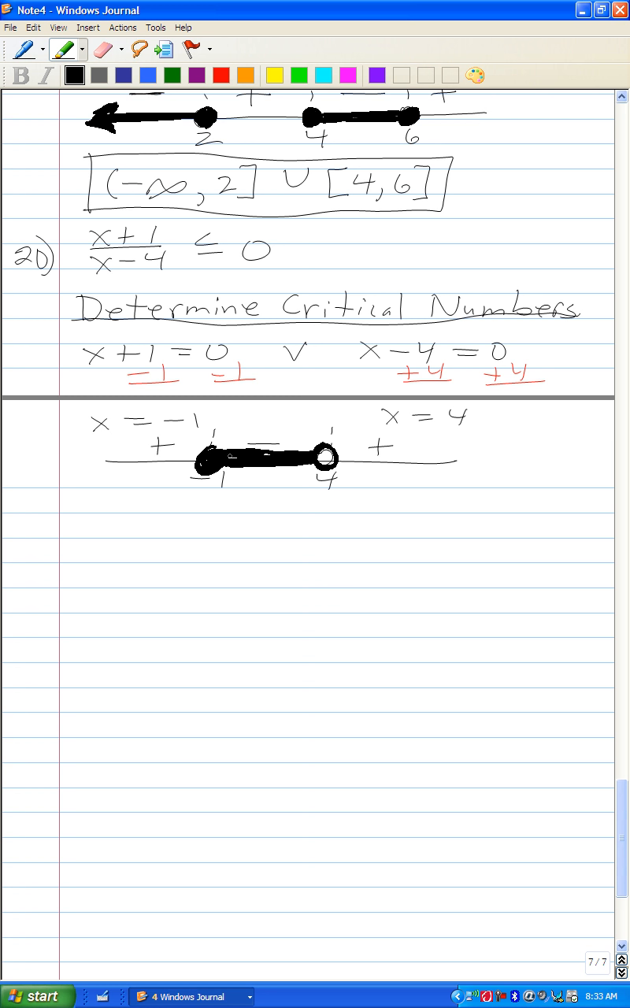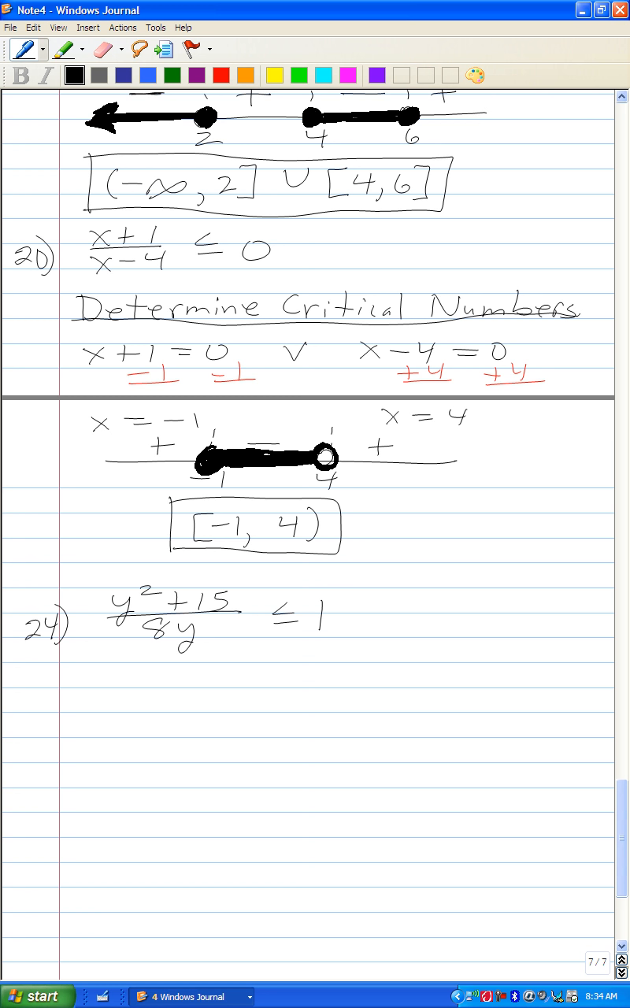So this is actually a half open, half closed interval from negative 1 to positive 4. And that is your answer. Let me do problem number 24. y squared plus 15 over 8y is less than or equal to 1.